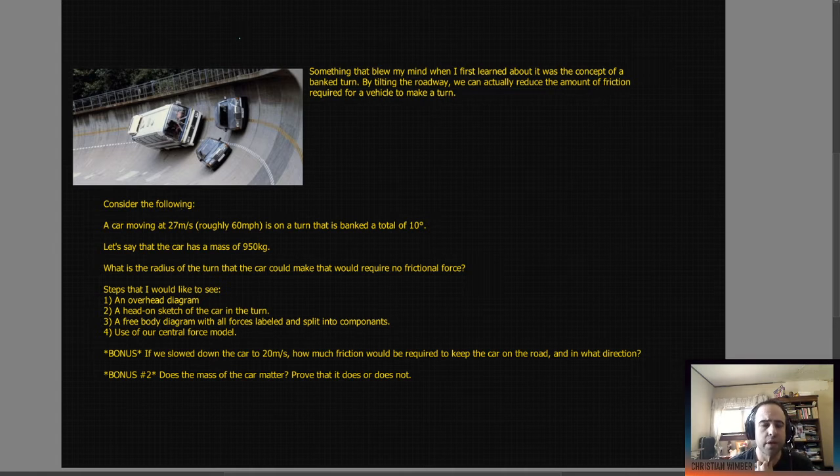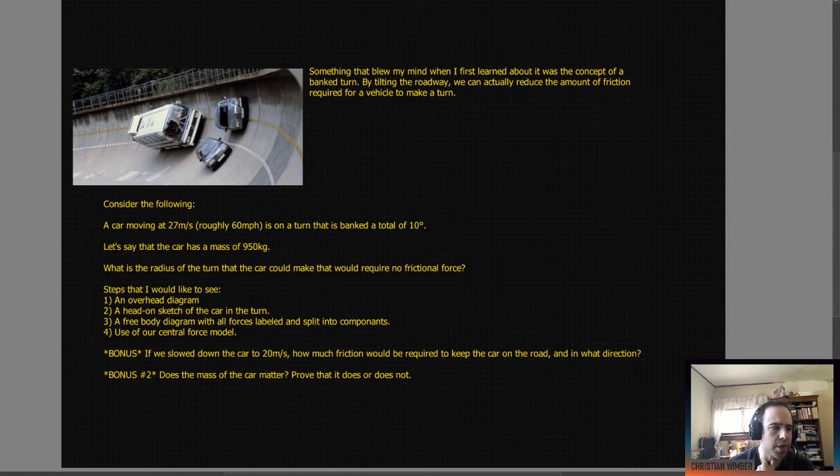You could make it so that a car turns even if it was on ice. All you have to do is bank the turn. If the car is going the right speed, the car will turn exactly the way you want it to, even without that person having to steer. This is a major part of roadway design, of highway design. It's something that's used in airplanes. It's used all over the place. So it's kind of fun and kind of interesting.